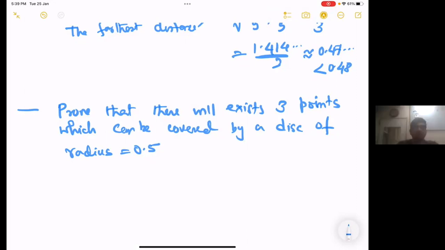Sir, could you repeat the question, please? So the question is the same. You have that box of 1 unit, a square box, 1 unit length, and you have to place 10 points inside it, right? And the question is, prove that there exist 3 points in the box which you can cover by a disk of radius 0.5.